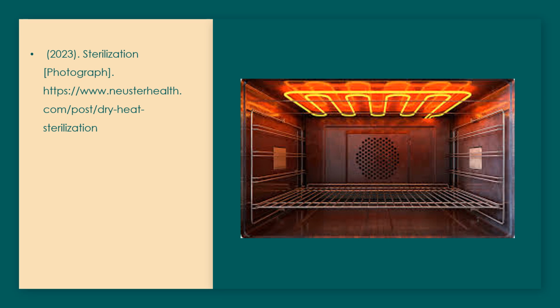Dry heat sterilization. This uses high temperatures to kill spores and microorganisms. Dry heat sterilizers reach 338 degrees for 1 hour. This is a good method to use on metal instruments because it will not cause the metal to rust or the instrument to dull.